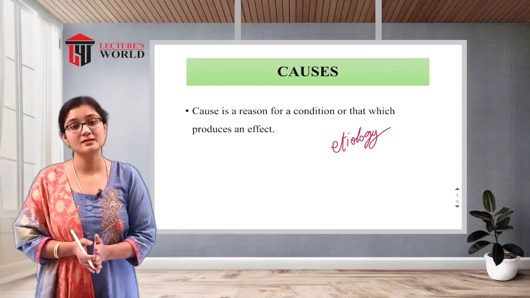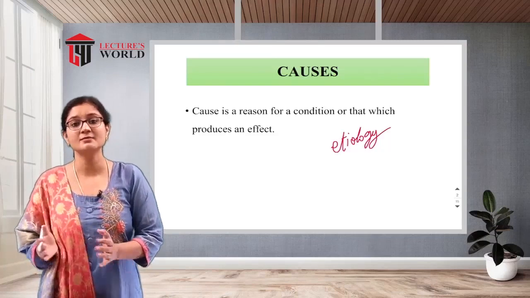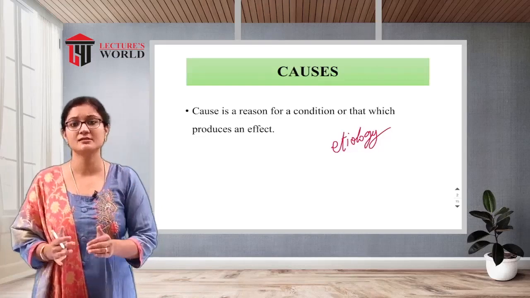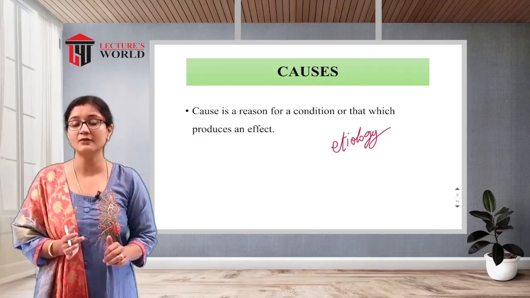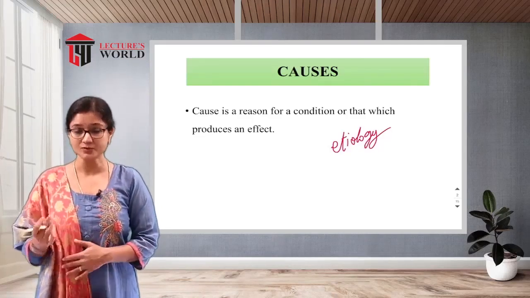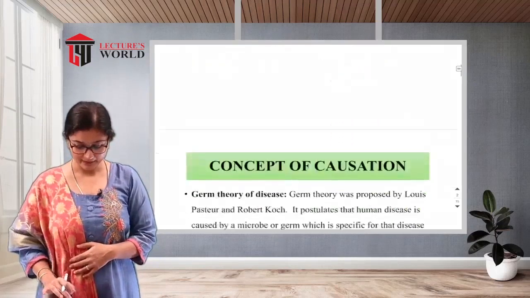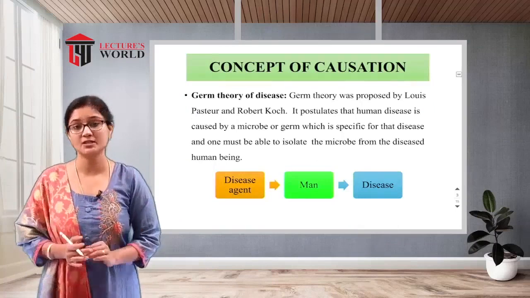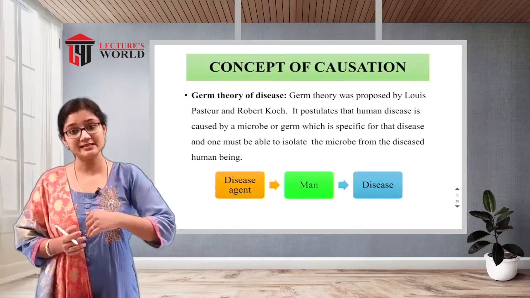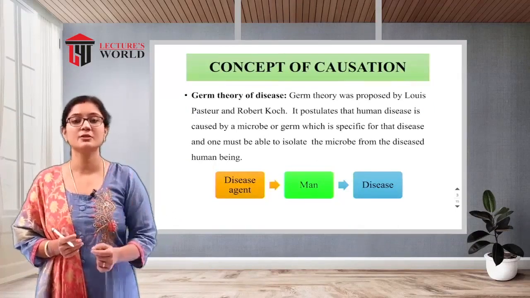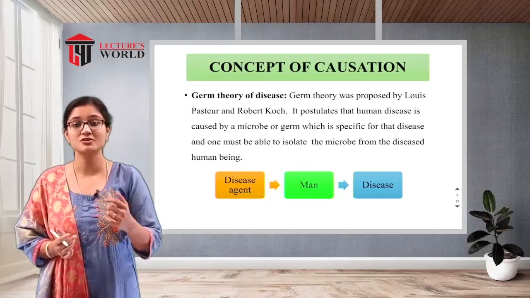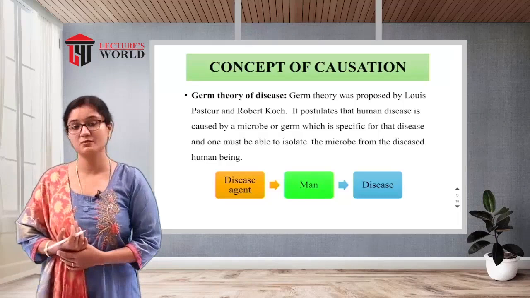And now how to understand these causes in a better way? We are going to see some theories, and that is called a concept of causation. There are many theories and many models which are describing causes, but here I have listed down a few of them. So let us understand the first concept of causation. It was very long back, people used to consider that a disease is caused only because of one particular microorganism, and it's called the germ theory of disease.